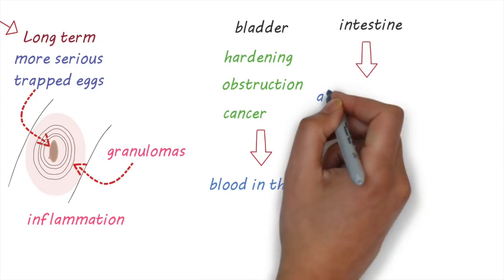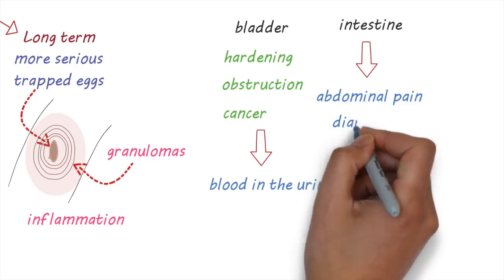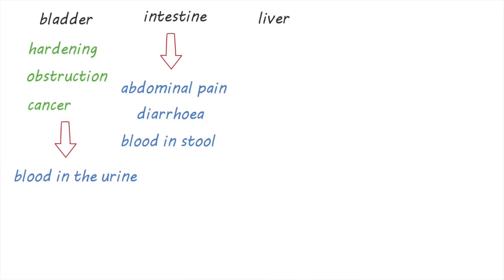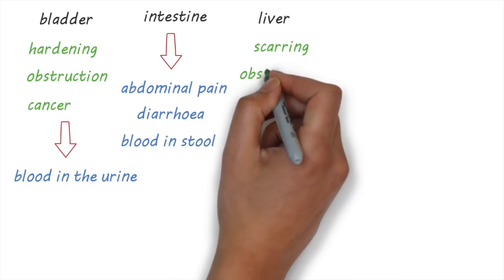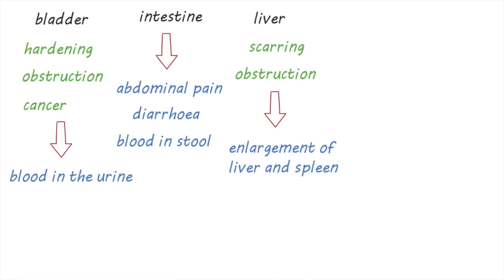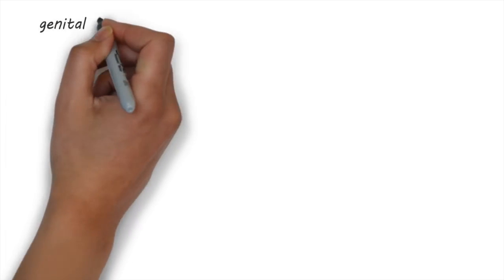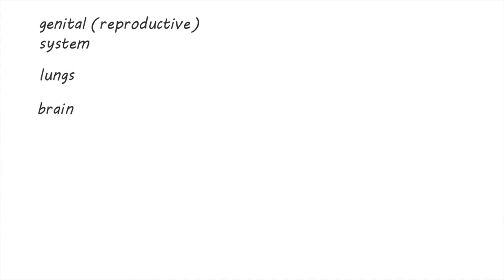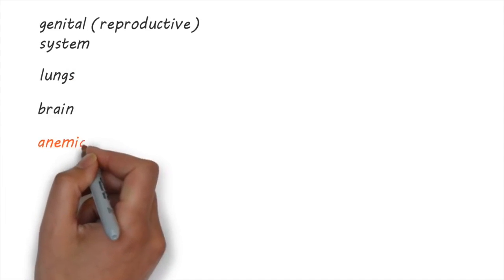This can present with symptoms such as blood in the urine. Intestinal schistosomiasis can lead to symptoms such as abdominal pain, diarrhea, and blood in the stool. In the liver, the eggs can cause scarring of the tissues around the vessels of the liver, obstructing them, and can cause enlargements of the liver and spleen. Other organs that can be affected include the genital system, lungs, and sometimes even the brain. Chronic infection, especially in children, can lead to anemia.